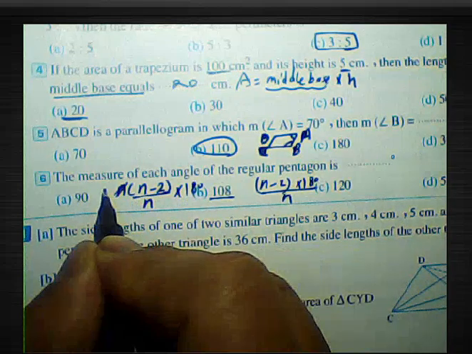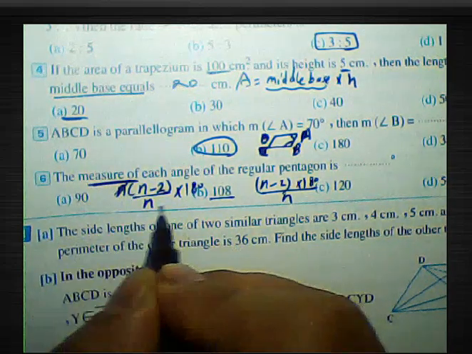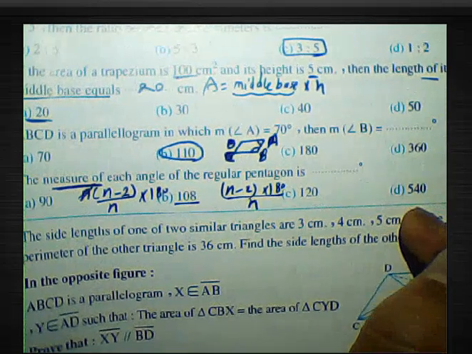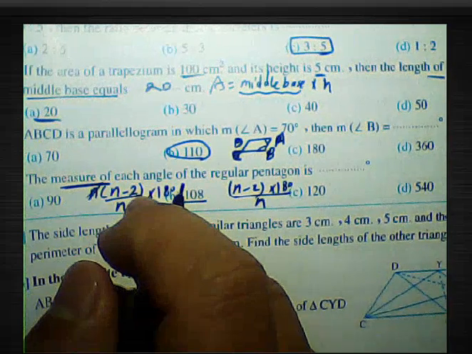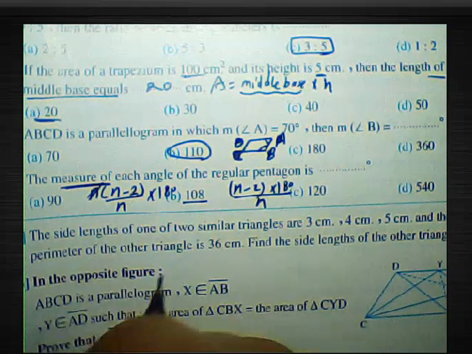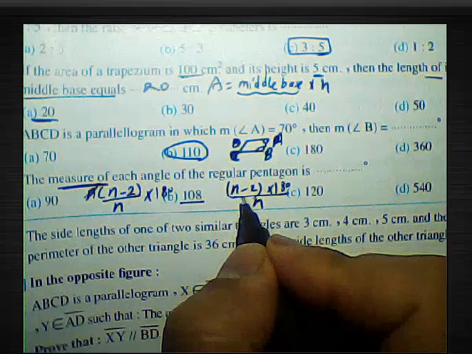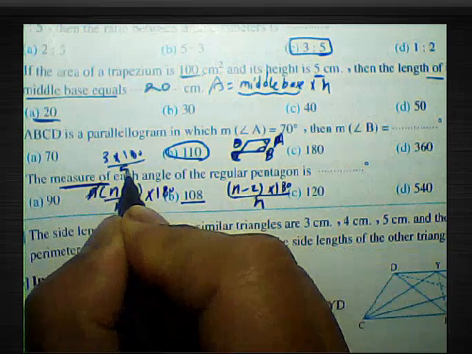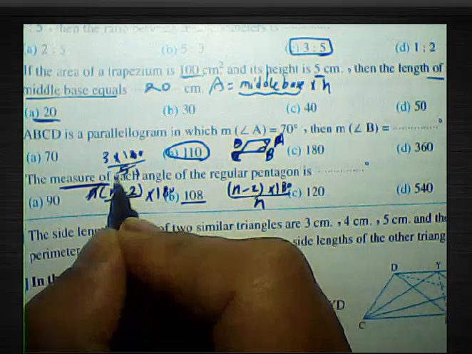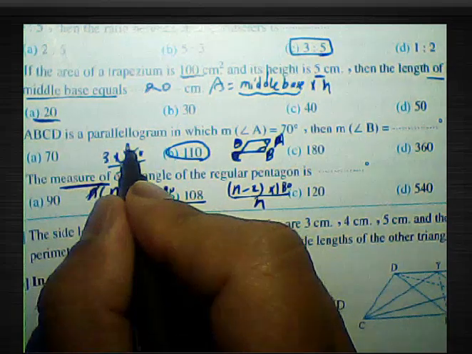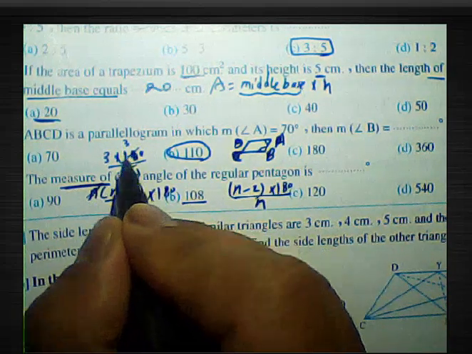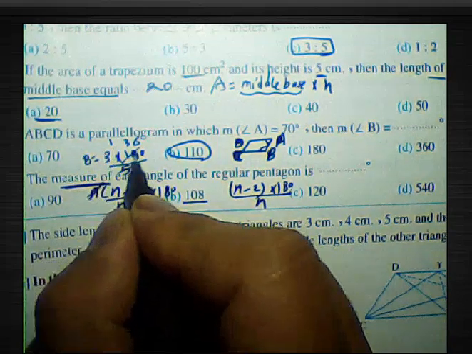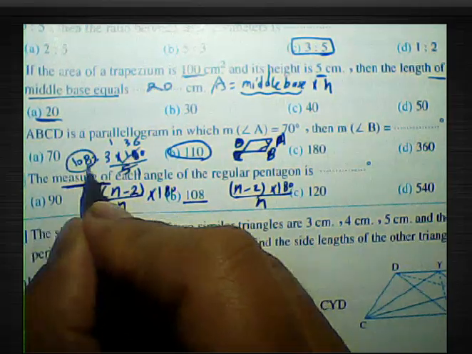But if you want to find the total, it will be 540. n subtract 2, multiplied by 180, divided by n, where n here is 5. 5 minus 2 equals 3, and 3 times 180 divided by 5. 18 divided by 5 equals 3 remainder 3, 30 divided by 5 equals 6, so 36, and 3 times 6 equals 18, carry 1, 3 times 3 equals 9, plus 1 equals 10, giving 108.